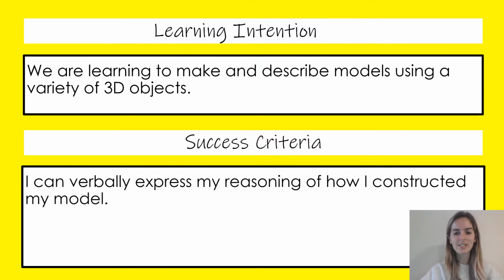Okay, well done everyone. Let's look at our learning intention and success criteria for today. Now we are learning to make and describe models using a variety of 3D objects. Our success criteria is that I can verbally express my reasoning of how I constructed my model. So that means once you've made your model, you can then explain how you did it. You can explain what you used to make it. Now, we are using 3D shapes, so they could be cubes or rectangular prisms, cylinders. Where did you use them and why?